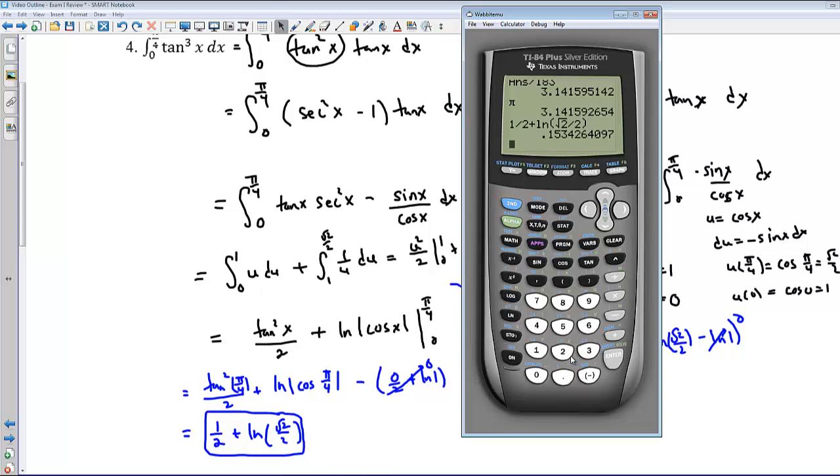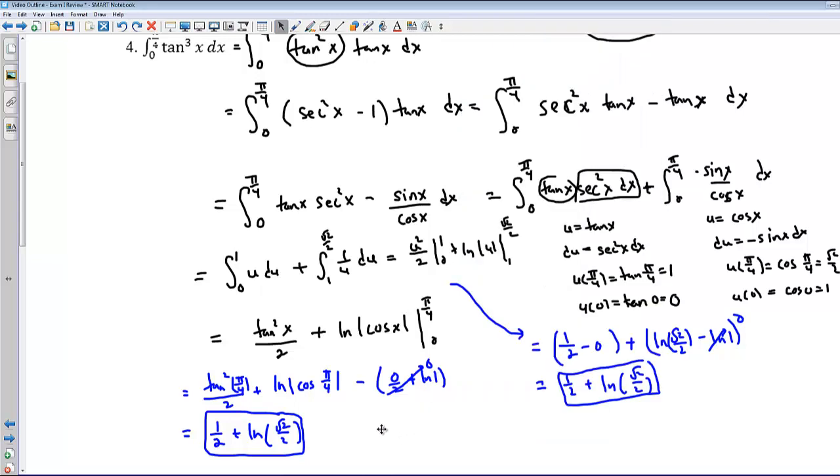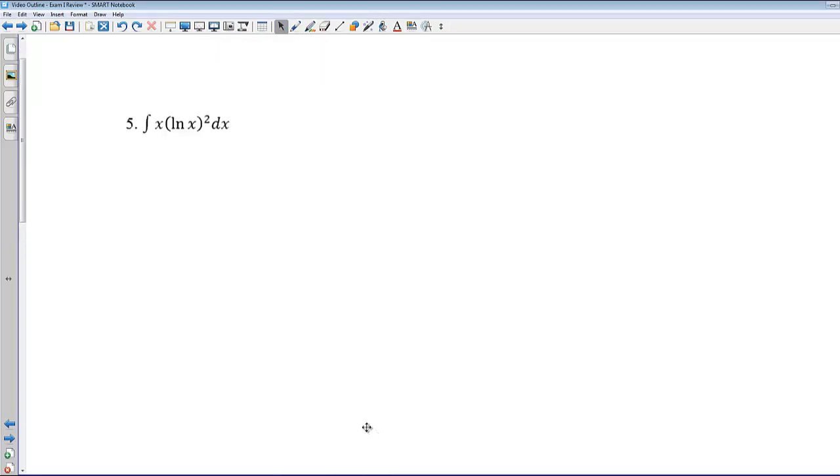So now I know I did it right. A calculator is a wonderful tool to check your work, not to do your work, but to check your work. All right, so we're getting close to being done here. I think we have 2 more left. So let's finish off these 2.